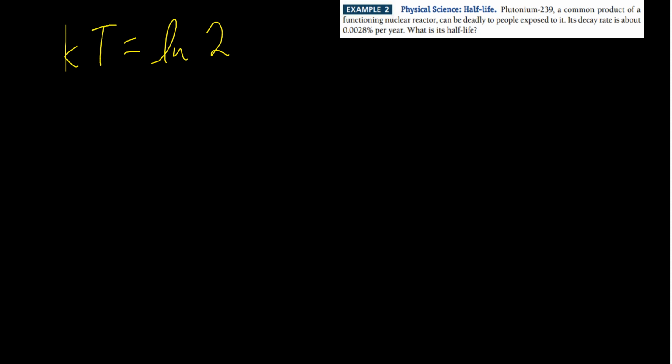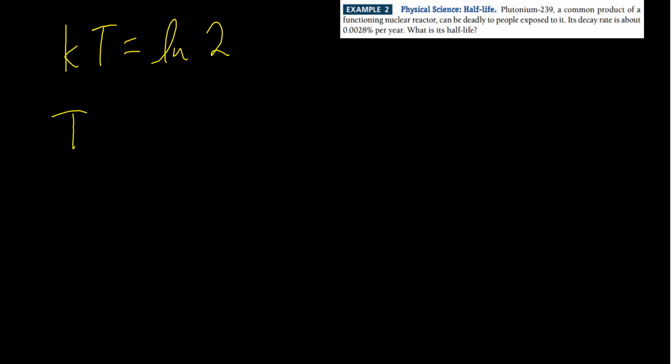This particular problem is telling me its decay rate. Its decay rate is 0.0028. So again, looking at this problem, I've got two unknowns. Well, we are given one of the unknowns, so we obviously solve for t. Not only that, but it's wanting to know the half-life, which is the time. So we're going to take this equation and solve it for t.